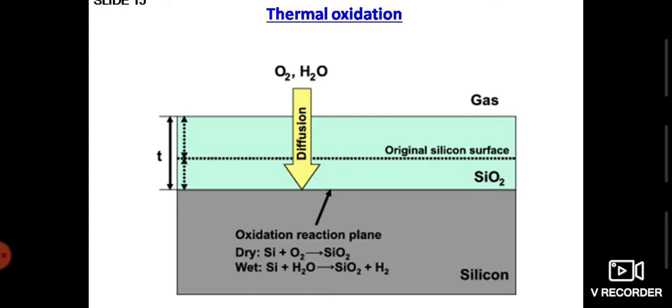Now you can see two chemical reactions written in the gray region. The first equation is for dry oxidation, where Si + O2 forms SiO2. The second one is for wet oxidation, where Si + H2O forms SiO2, silicon dioxide, plus hydrogen gas.